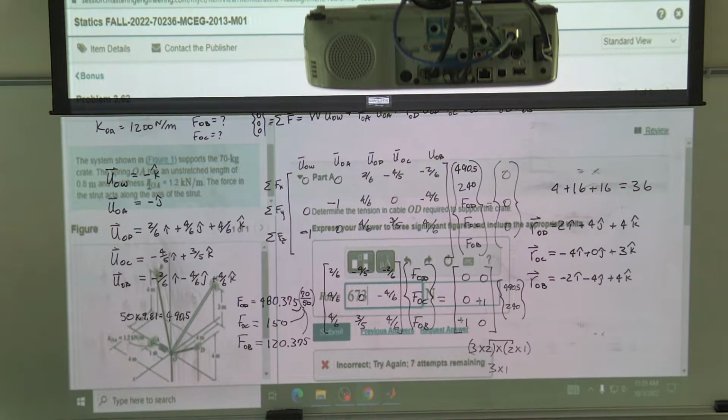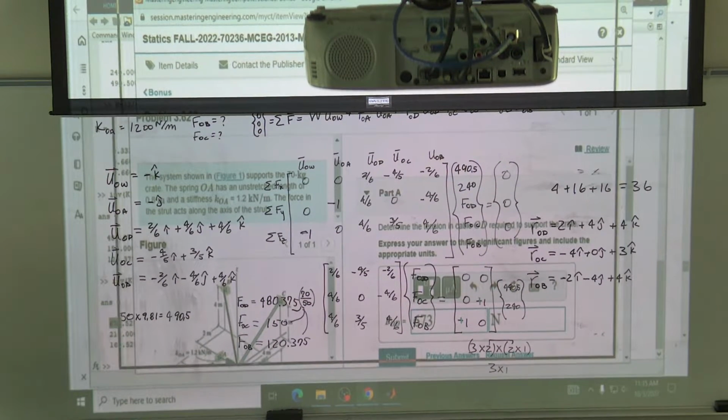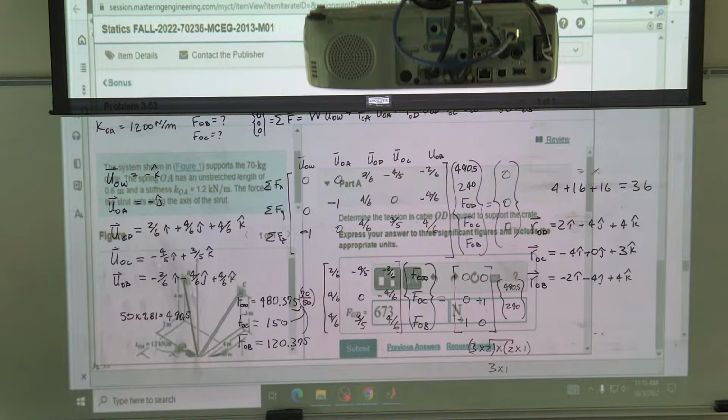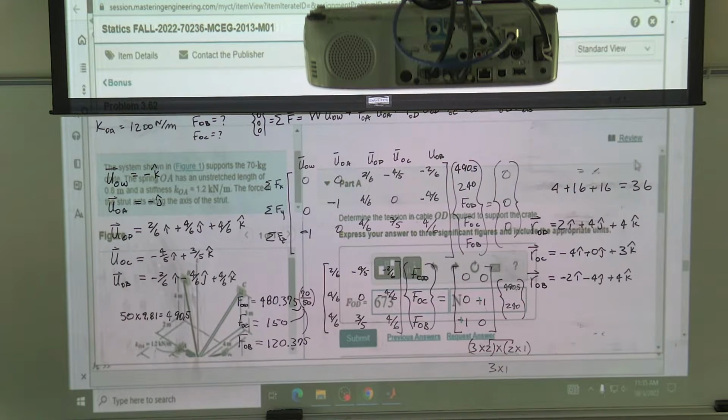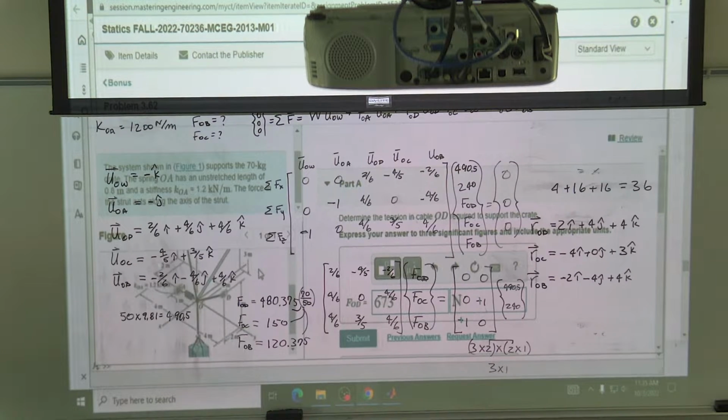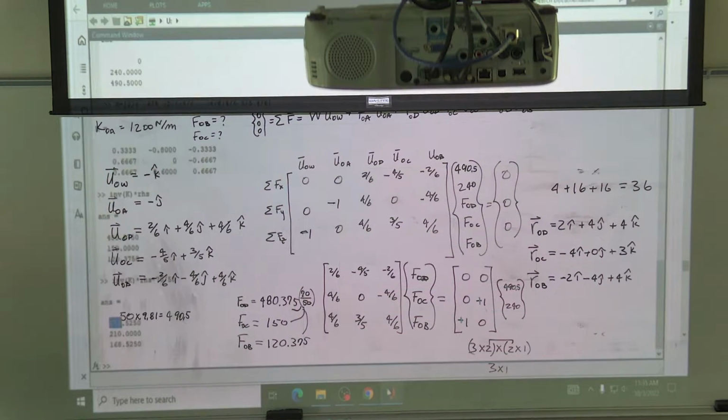Here, let's see what the unstretched length is. Oh, wait. Okay, I can't. How do I get the rest of that? Is it off the screen? Okay, here we go. Now let's make sure I'm writing the right thing. OD, which would be the 4, 2, and the 4. I did something that I probably should check.